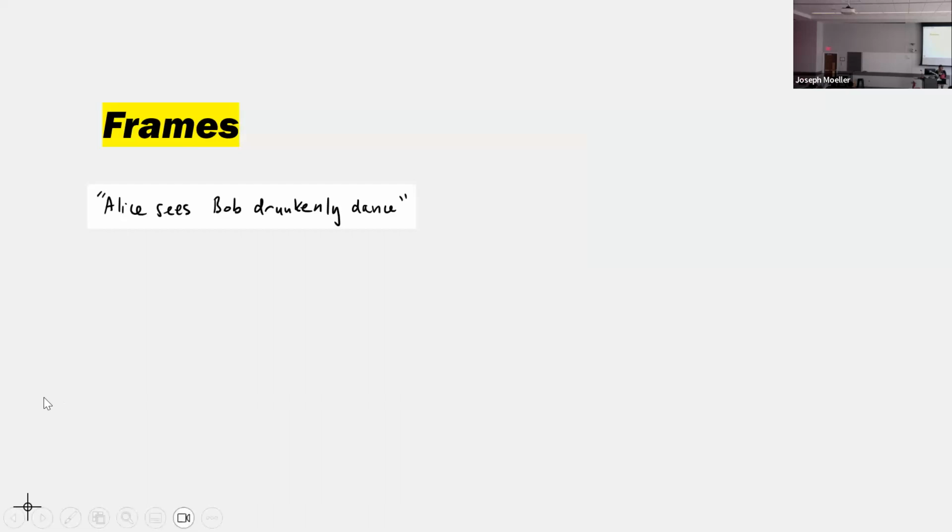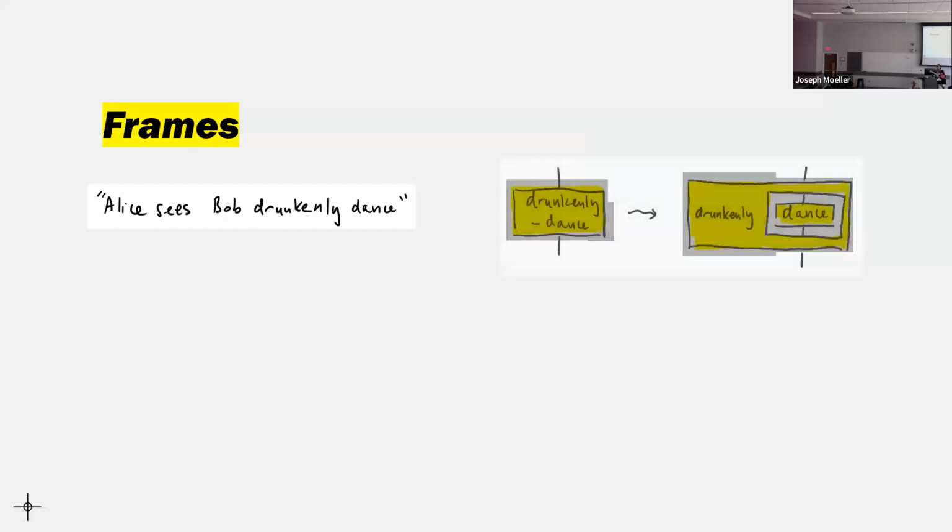There's another one here which I'll illustrate using this sentence: Alice sees Bob drunkenly dance. So drunkenly dance you can think of as a verb, so just a box acting on a wire. But then you can peer inside it and realize that you can factorize it into a simple verb, dance, and then an adverb, drunkenly. And in linguistics, it's well motivated that adverbs you can think of as a higher order function that takes in a verb and returns a modified verb.